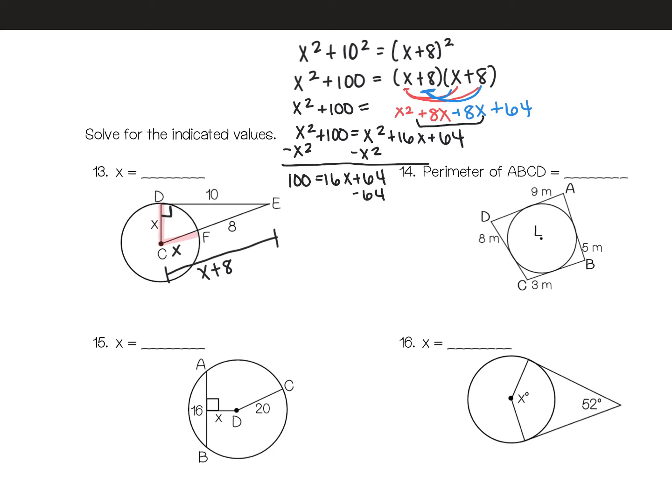I can subtract 64 from both sides. 36 equals 16x. And then divide by 16. And then x is 2.25.